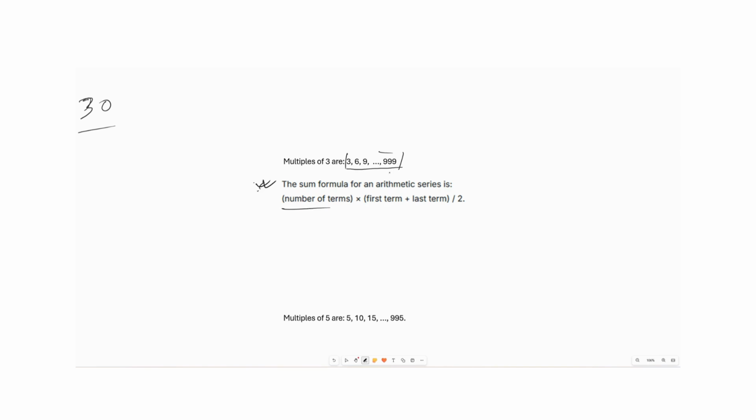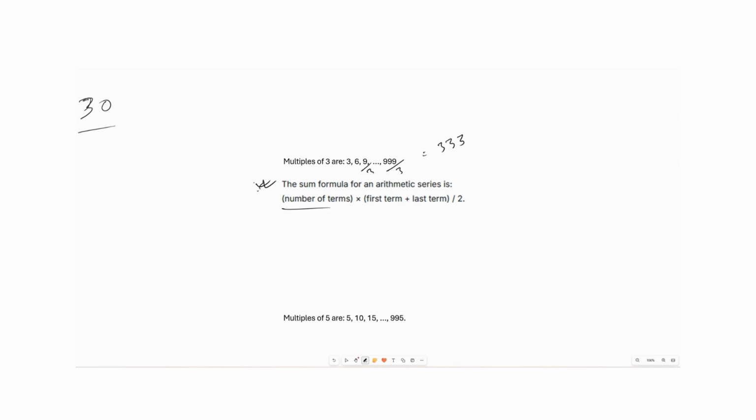Let's find out. In order to find the number of terms, you have to divide the last element, like this last element divided by 3, and you will get 333. And believe me or not, this is the length of that series. How many elements will be there? 333. So if you want to validate, let's do this.